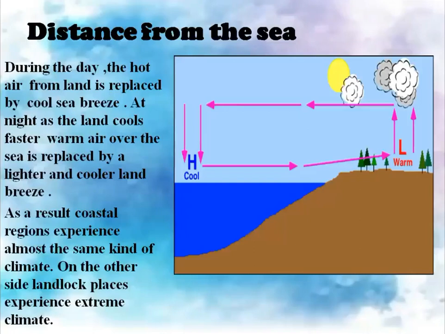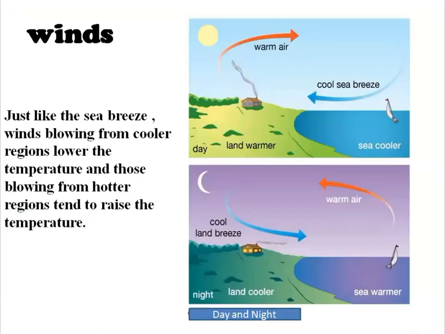Distance from the sea. Unlike land, the sea takes more time to heat up. During the day, the hot air from land is replaced by cool sea breeze. At night, as the land cools faster, warm air over the sea is replaced by a lighter and a cooler land breeze. Winds that blow from colder regions lower the temperature, and those blowing from hotter regions tend to raise the temperature of the area over which it blows.